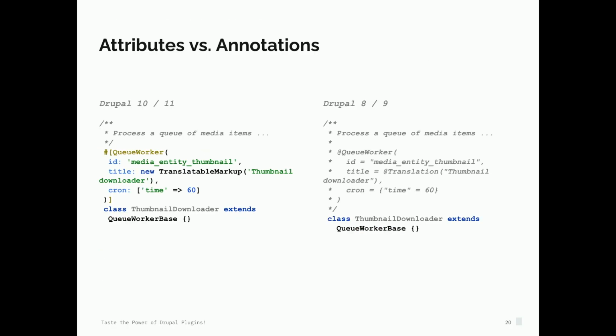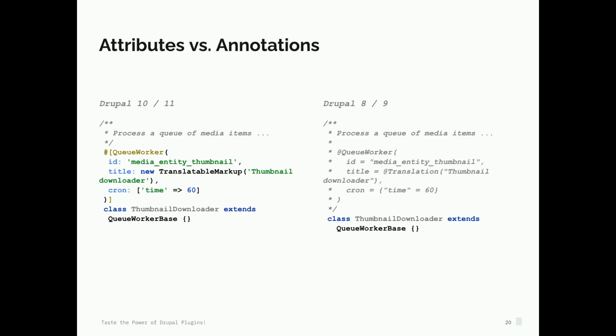I already mentioned attributes versus annotations. On the left, Drupal 10 and 11 are primarily using PHP attributes. Again, this is actual PHP code. Older versions of the plugin, older documentation, and older articles, you'll see using annotations. Annotations are actually just specially formatted code comments, and then they have to be parsed by a separate parser and that information used in some way.